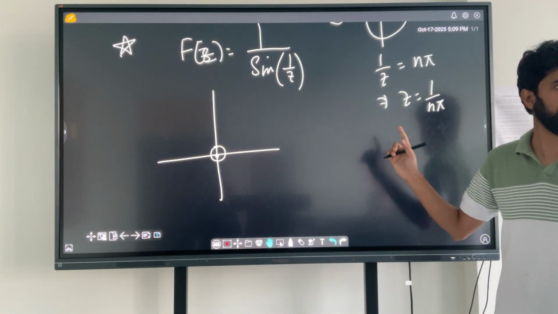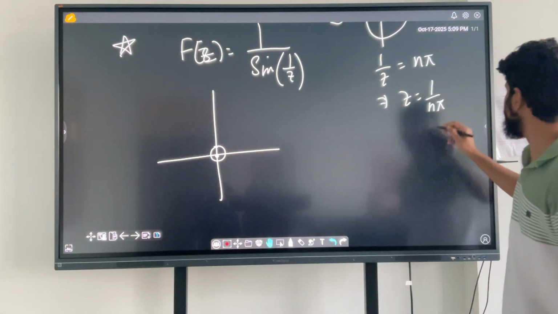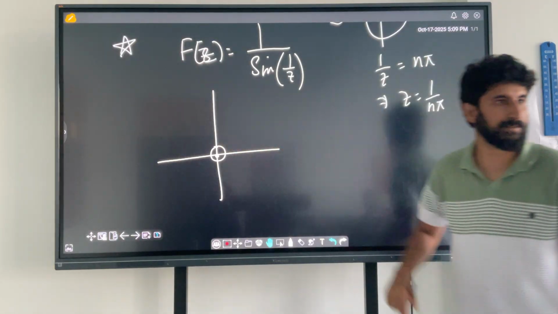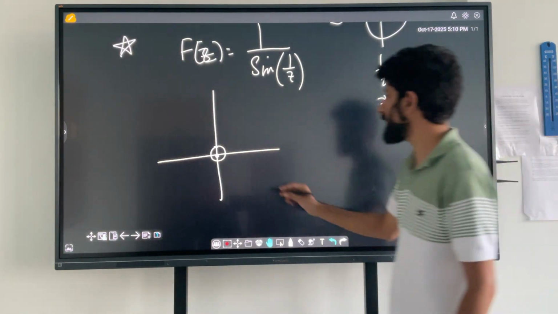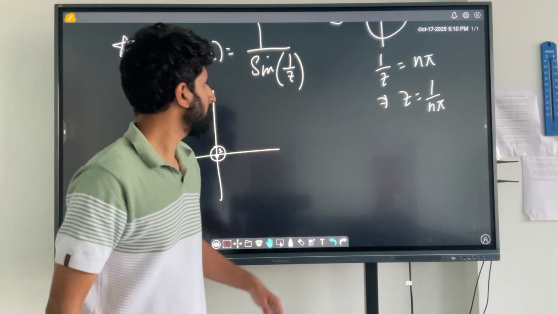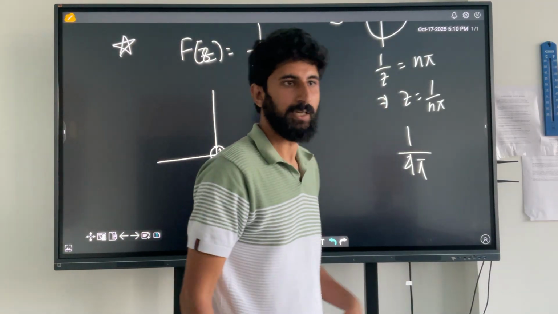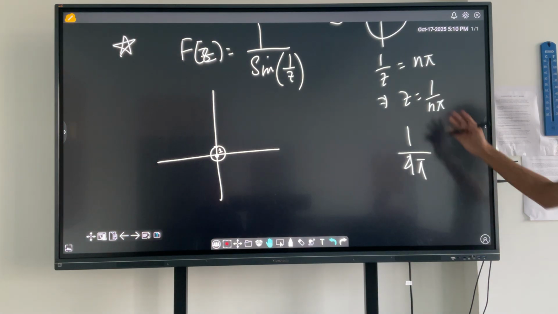Why? Because I can find a large n such that 1 by n pi lies inside this radius, inside this region. Let's say I consider r equal to 1. This is some small unit radius, but I can do 1 by 4 pi, and that lies inside. Let me make r smaller, r equal to 0.5. I can increase n.